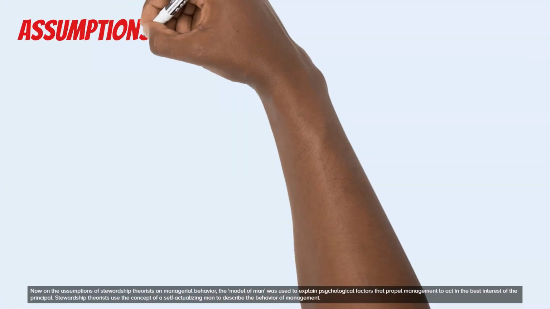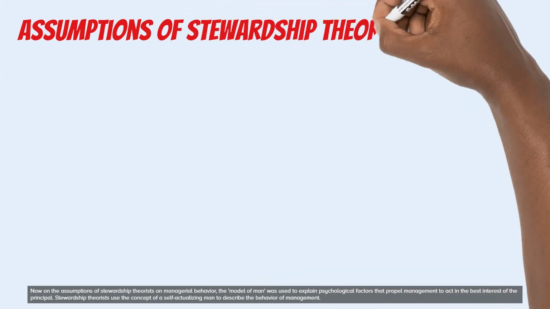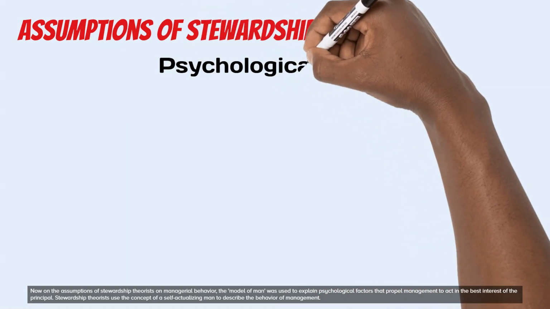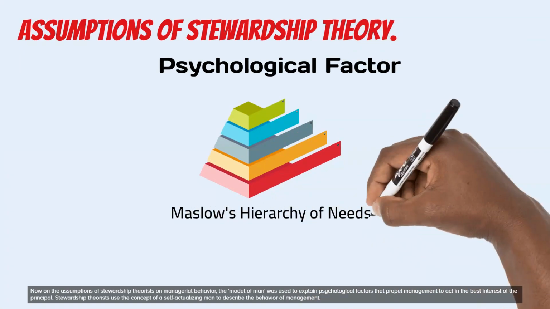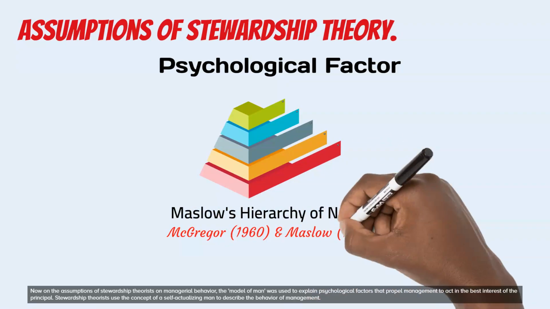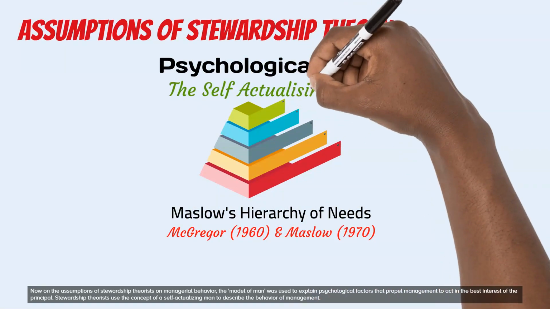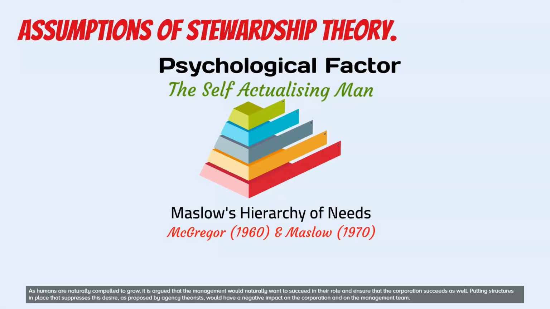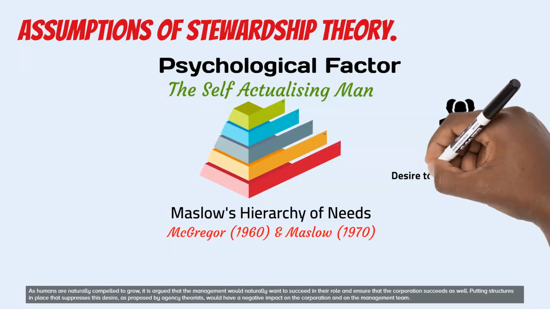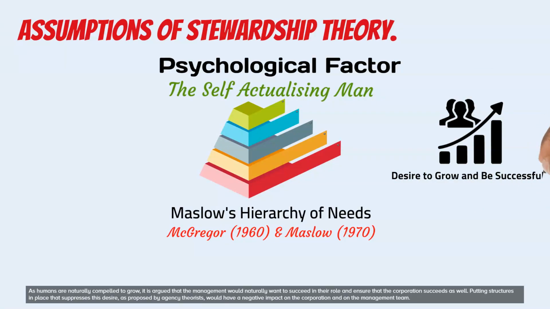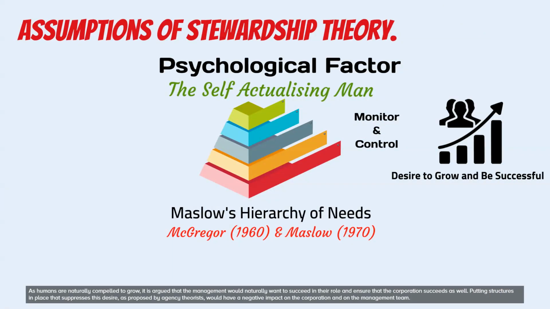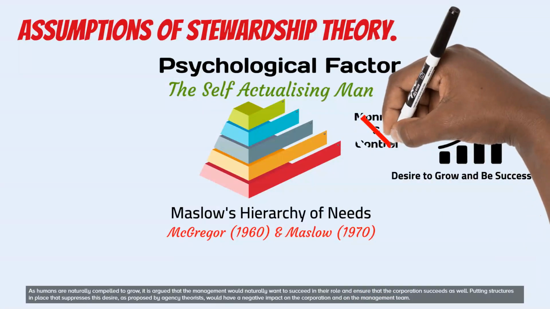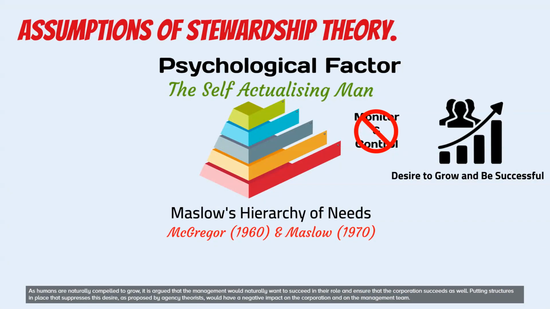Now on the assumptions of stewardship theorists on managerial behavior, the model of man was used to explain psychological factors that propel management to act in the best interest of the principal. Stewardship theorists use the concept of a self-actualizing man to describe the behavior of management. As humans are naturally compelled to grow, it is argued that the management would naturally want to succeed in their role and ensure that the corporation succeeds as well. Putting structures in place that suppress this desire, as proposed by agency theorists, would have a negative impact on the corporation and on the management team.